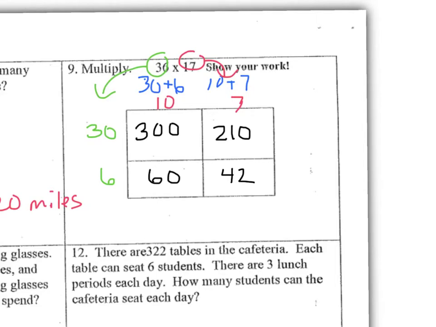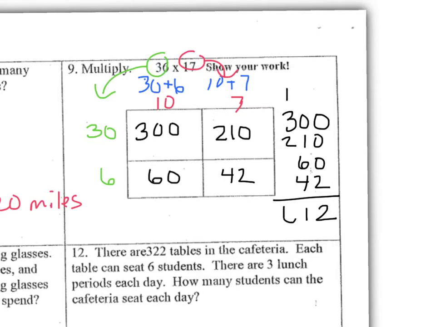Now we have our partial products, so now we just have to add them all together. And you come up with 36 times 17 is 612.